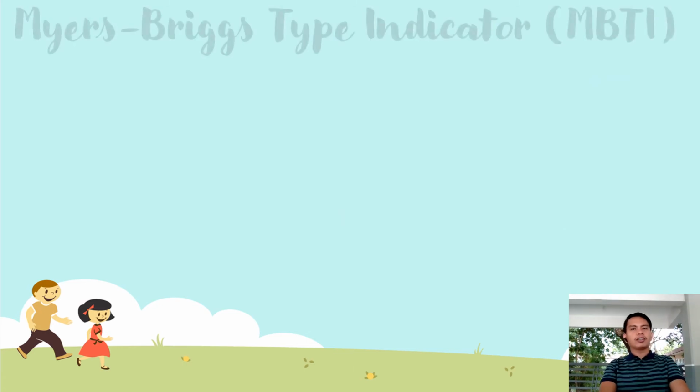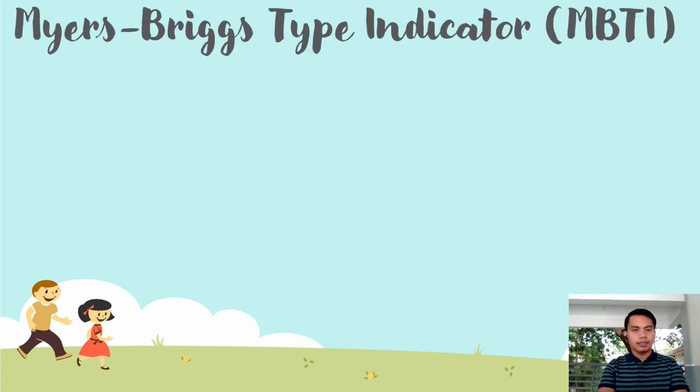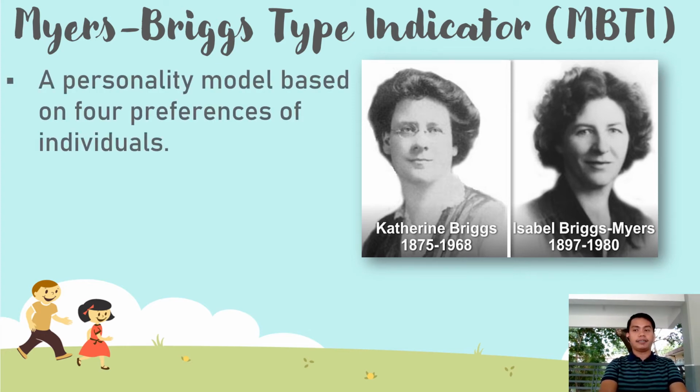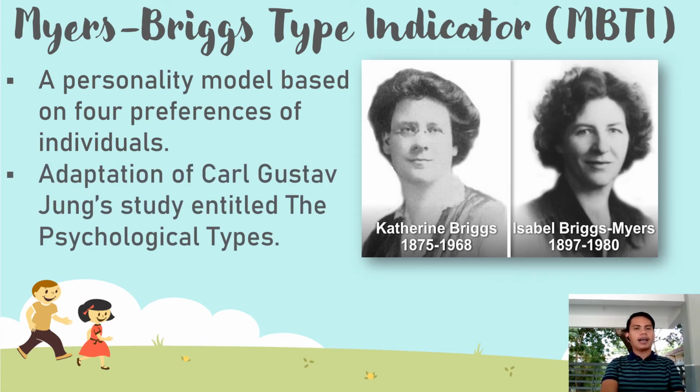Aside from the five-factor model of personality trait, we also have the Myers-Briggs Type Indicator, or the MBTI. It was developed by Catherine Briggs and Isabel Briggs Myers. They were sisters, by the way. And this MBTI is a personality model based on four preferences of individuals. These four preferences will be discussed later as we go on with our discussion. And MBTI was actually an adaptation of Carl Jung's study entitled The Psychological Types.